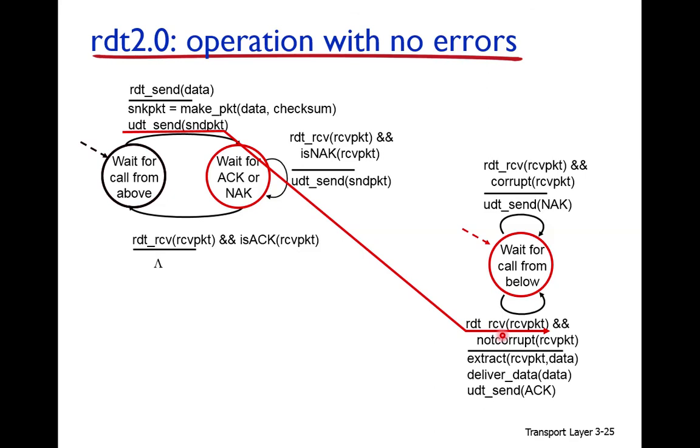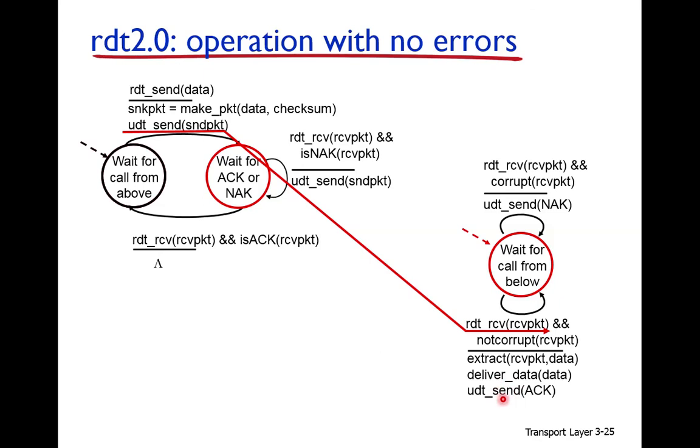Suppose the receiver receives the packet from the network layer. When it receives the packet, it checks whether the packet has a bit error or not. Suppose the packet is not corrupt and doesn't have a bit error, so what should it do? First of all, it should extract the data from the packet and deliver that data to the application layer. Why? Because this is error free. So the data is extracted and delivered to the application layer. And next, what should it do extra?